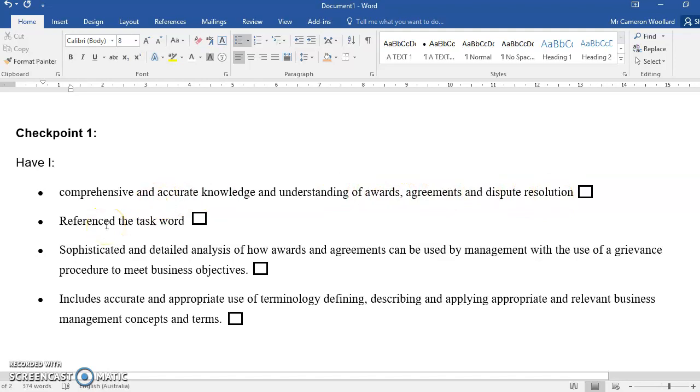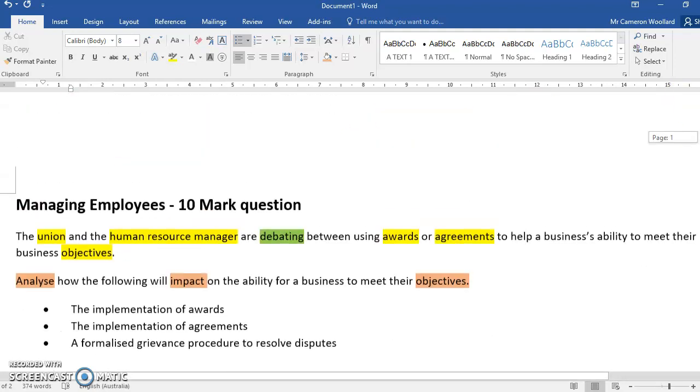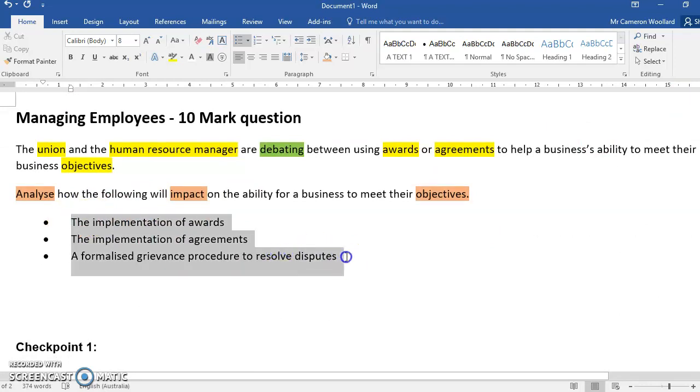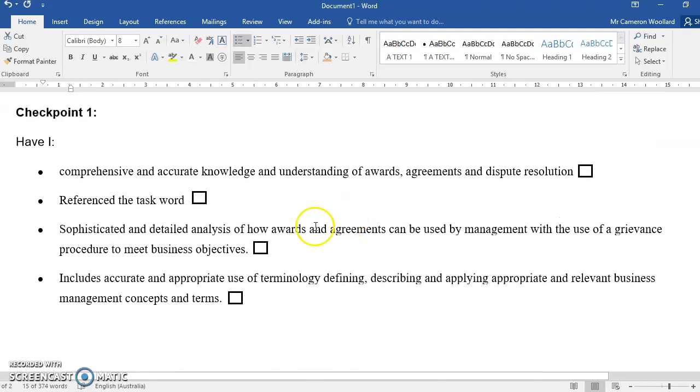Then I need you to reference the key task word. So we're looking at how do those three things that we pointed out before, how do they impact on a business's ability to meet their objectives? So we'll keep going down. When we're looking at it, it says here, detailed analysis of how each of those things relate back to it. After that stage, what I'm looking for is making sure your definitions, your description, and your application relates every single thing back to what we've been learning.